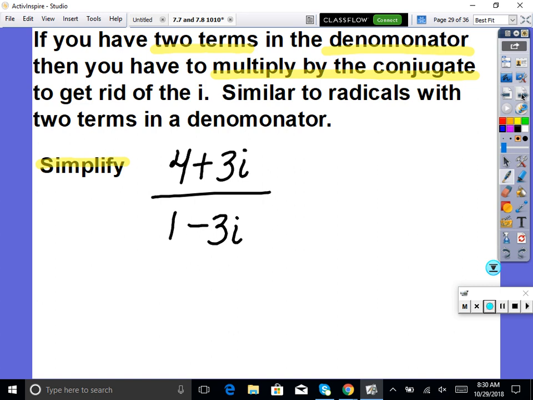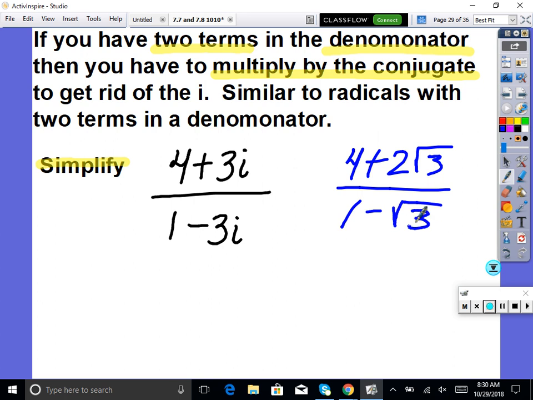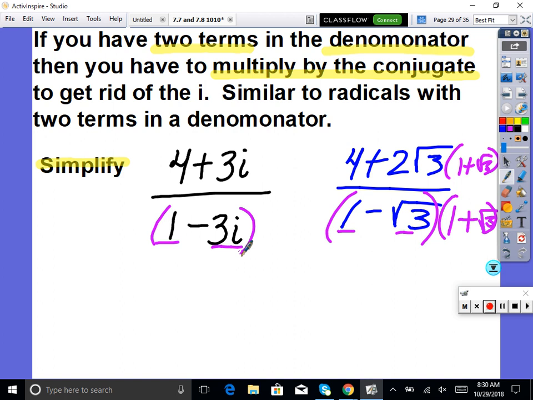Okay, so looking right here, just a reminder, let's say I have this, 4 plus 2 root 3 over 1 minus root 3. How do we rationalize the denominator here? Multiply by the conjugate. If there's 2 terms, you got to multiply by the conjugate, so we'd multiply by this to the top and bottom. Well, the same thing happens here. If we have 2 terms, to get rid of i, we multiply by the conjugate. So we'd multiply 1 plus 3i, 1 plus 3i.